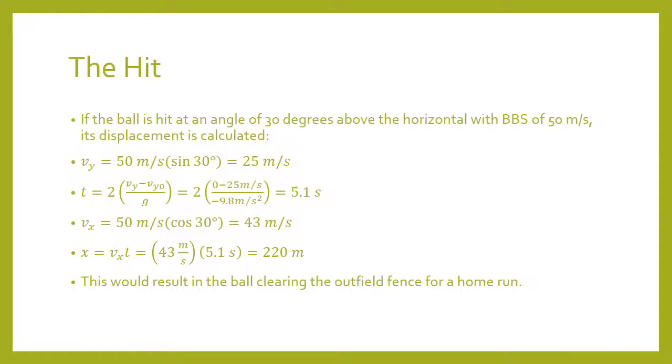Now let's see what happens if it's hit at 30 degrees above the horizontal. With the same batted ball speed of 50 meters per second, we can calculate the vertical component of its speed is 25 meters per second. This results in a time of 5.1 seconds before the force of gravity can bring it back down to the ground. During that time, it's going to travel 220 meters, which is easily enough for it to leave the ballpark for a home run. So you can see the big difference that increasing the launch angle makes on the displacement of the ball.